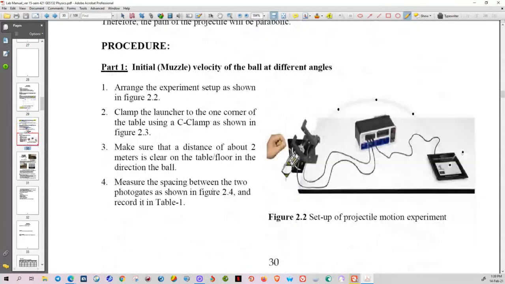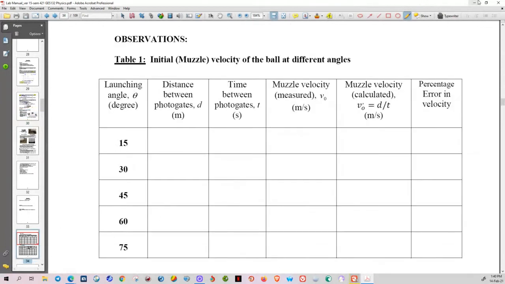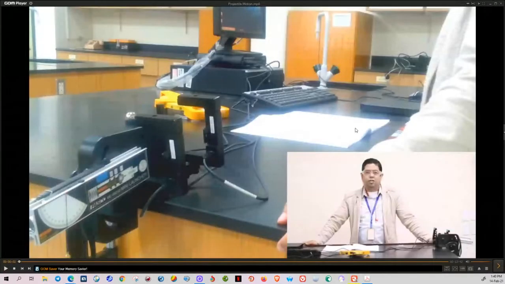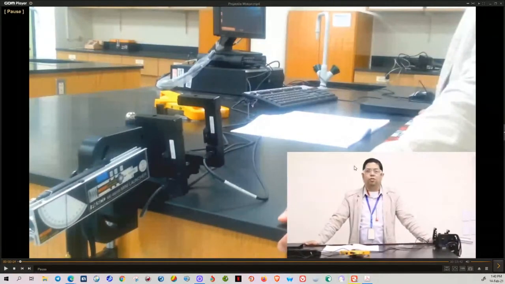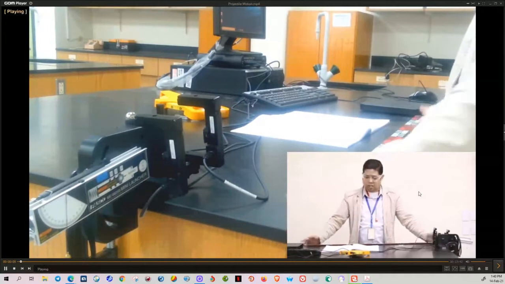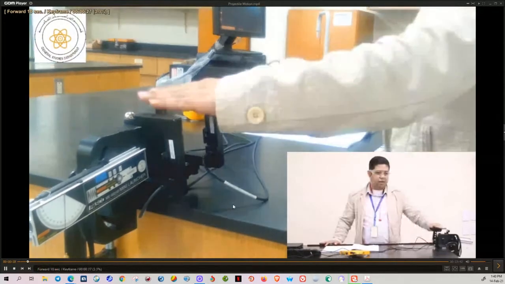Now, how are we going to do the experiment? Let me start by showing you the video demonstration of this experiment, and I want you to listen. Let's see, somebody arrived. It's the same. Today we are going to do an experiment. Can you hear the video, the sound? On projectile motion, we are going to study vertical height. Let me go forward, here, okay?